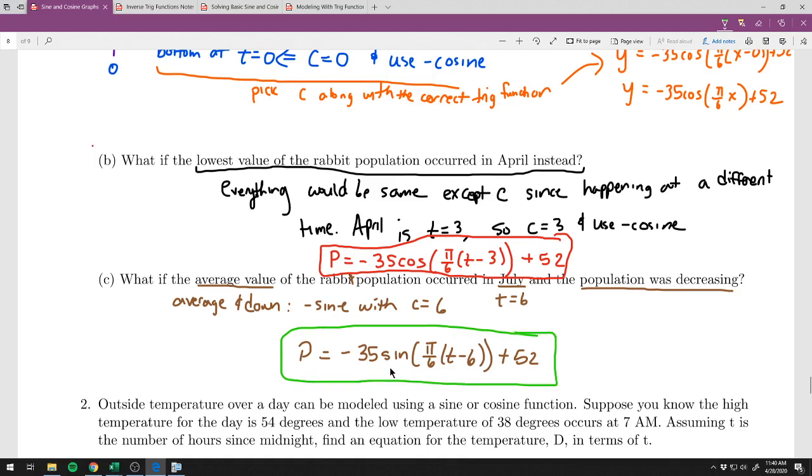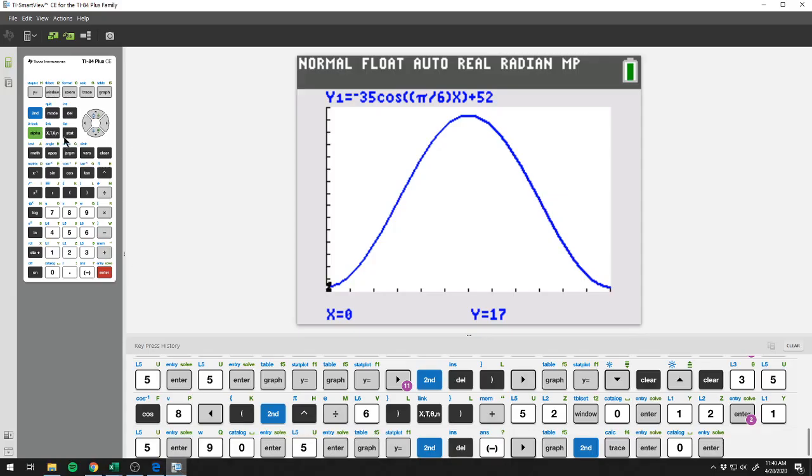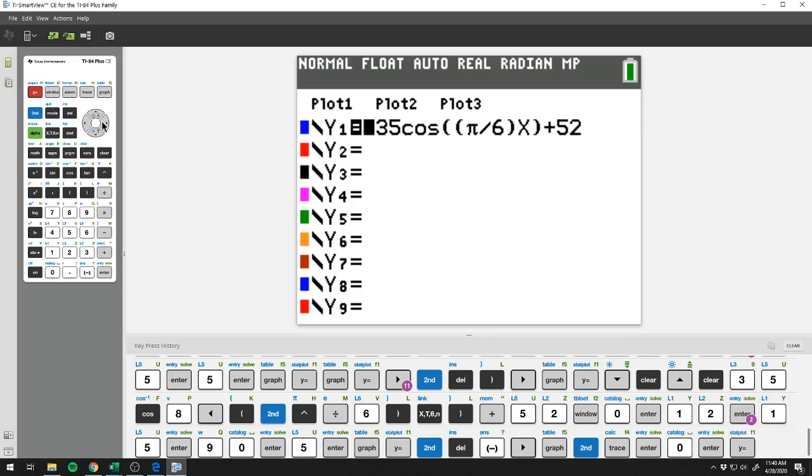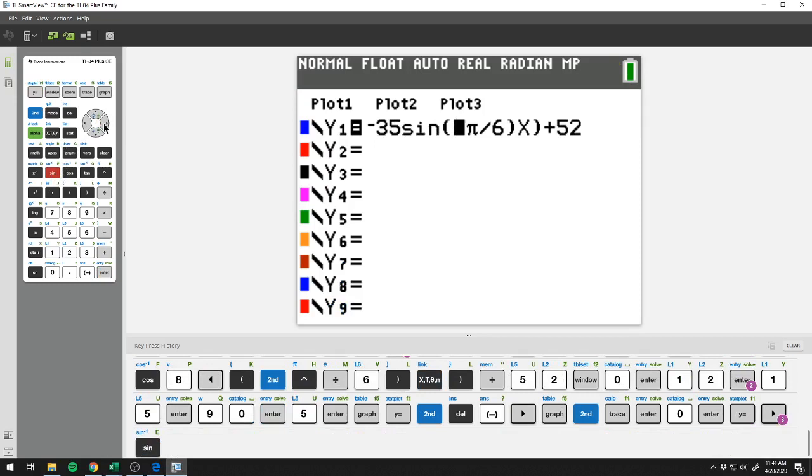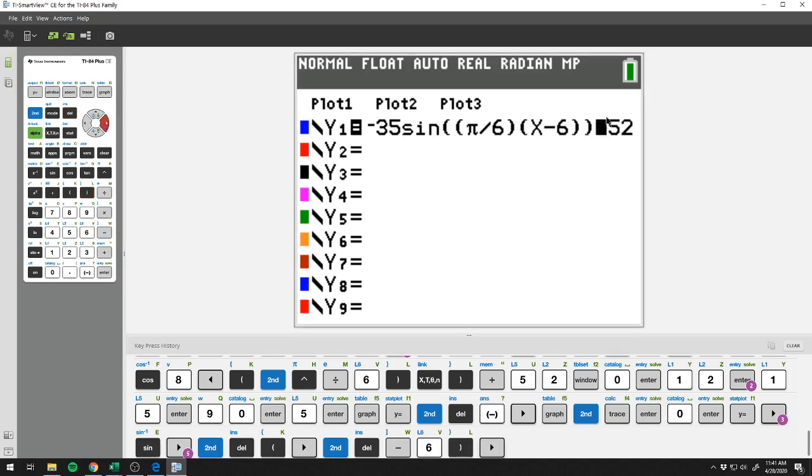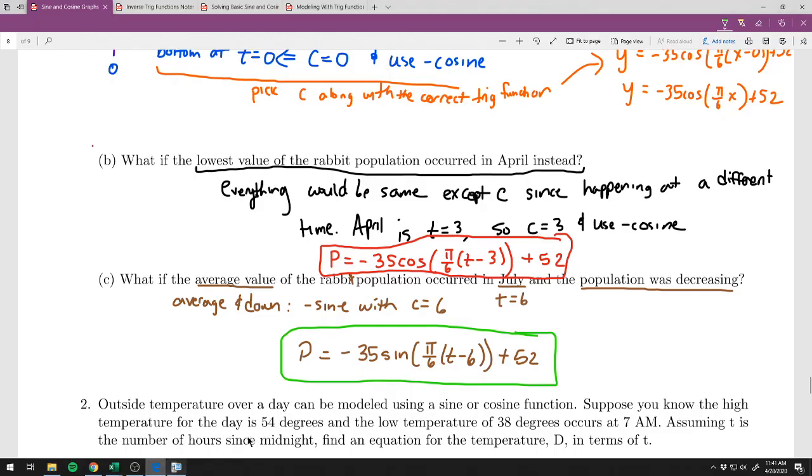Now, because this one is so different, might as well just graph it. See, okay, at t equals 6, are we actually decreasing and at the average? We go to our graph. Our windows will be good. We've got negative 35 still, so that's fine. We have sine pi over 6, and here we've got x minus 6. And don't forget that second parenthesis that I forgot last time, which made the graph look weird. But that is our graph.